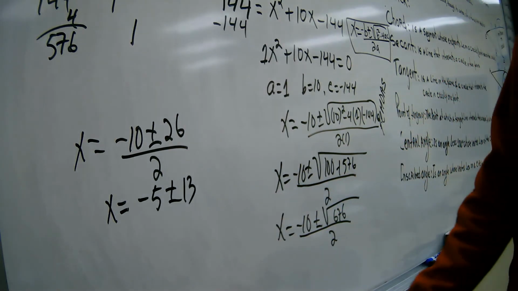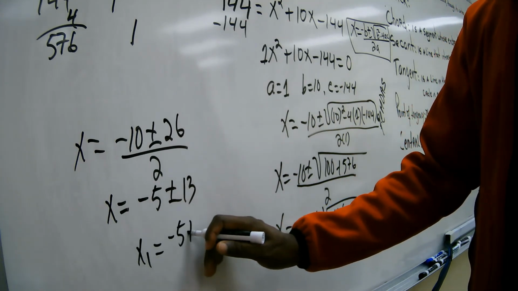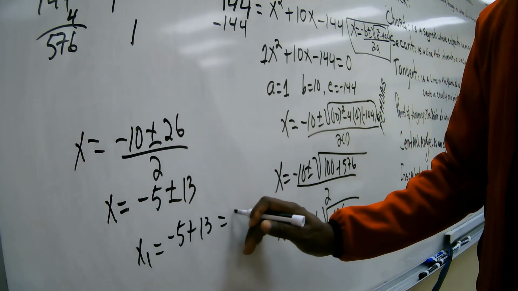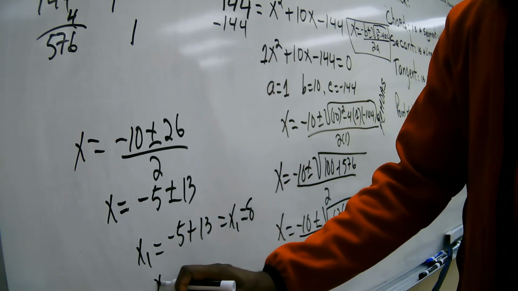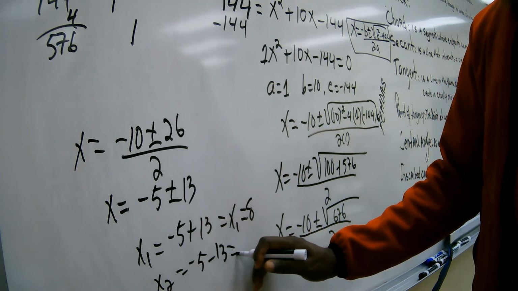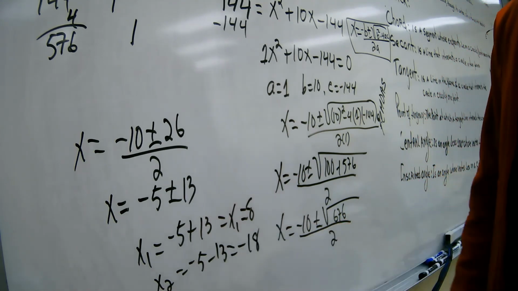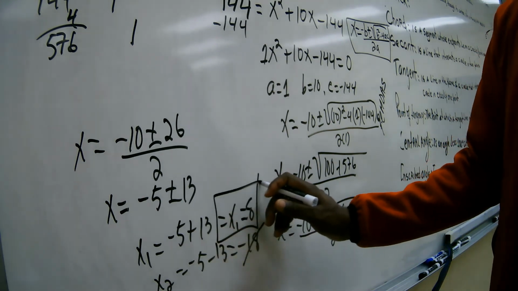That's our outcome, and like we said earlier, we either have negative 5 plus 13, which gives you 8, or negative 5 minus 13, which gives you negative 18. In this case, you don't want the negative one, and you keep the positive one.